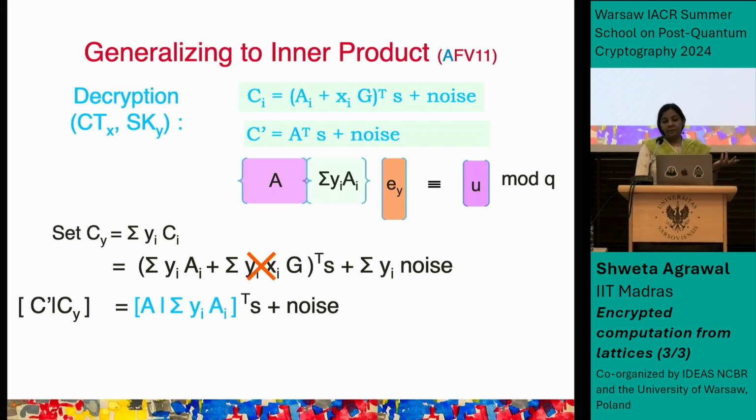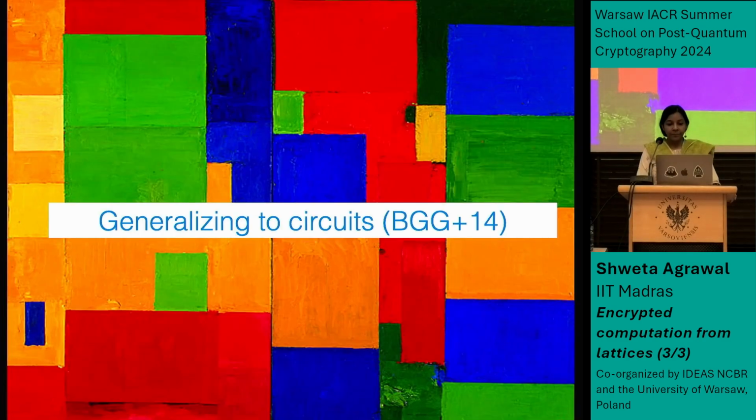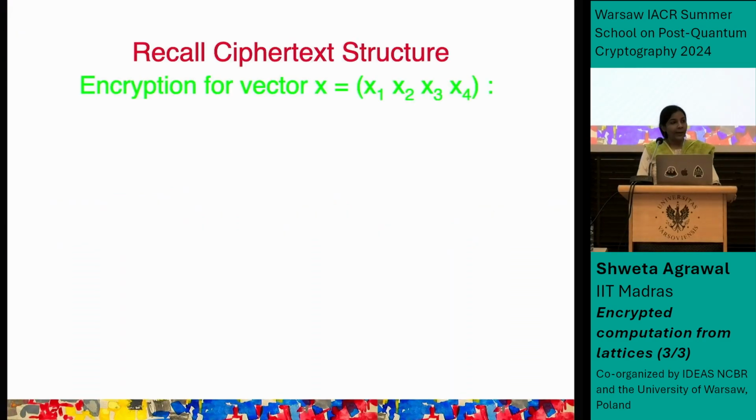So this gives me a summation of y_i a_i plus noise, and this is exactly what we have the key for, so now I can perform Regev decryption. So let's quickly generalize this to circuits. This will be faster because Hotek showed us a lot of this machinery yesterday.